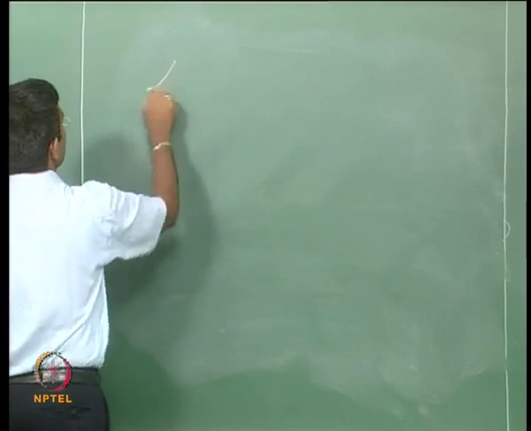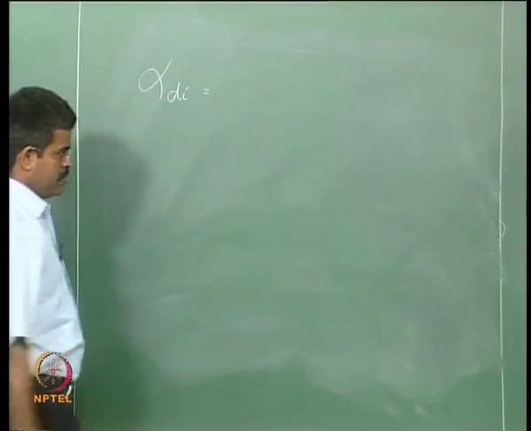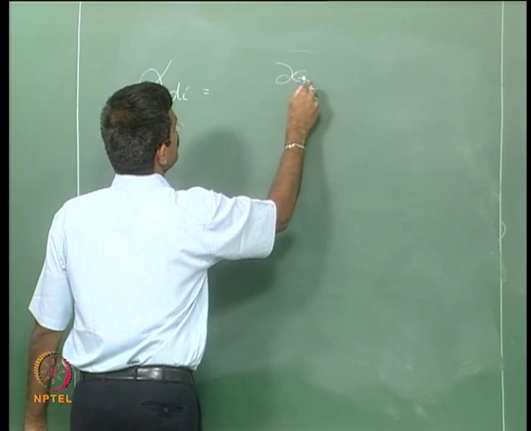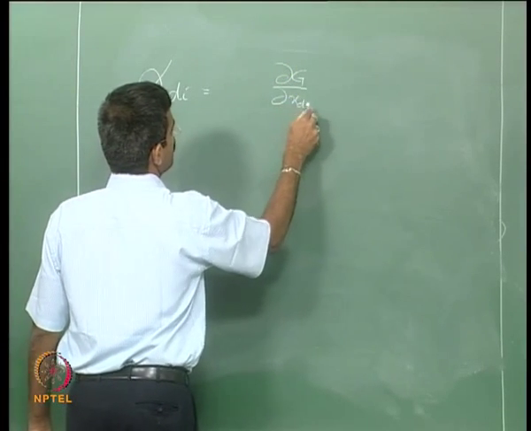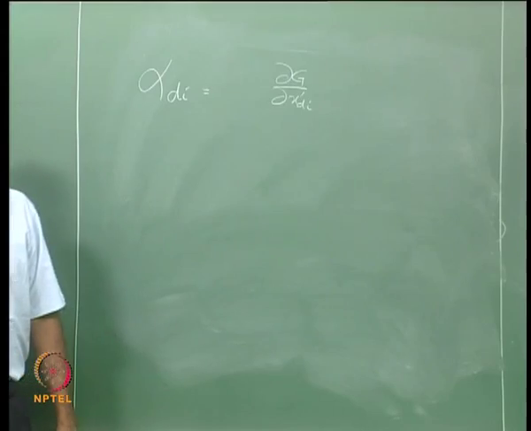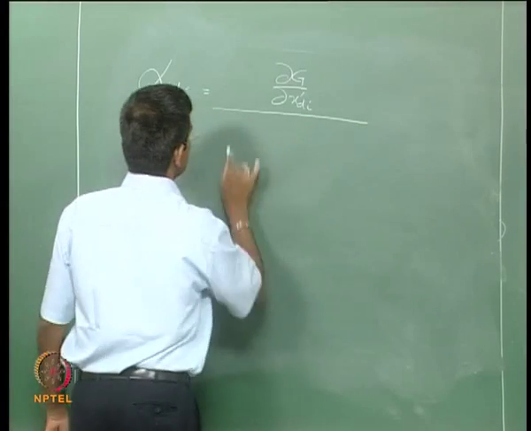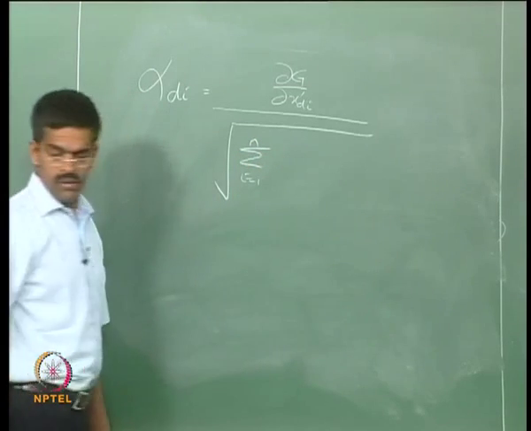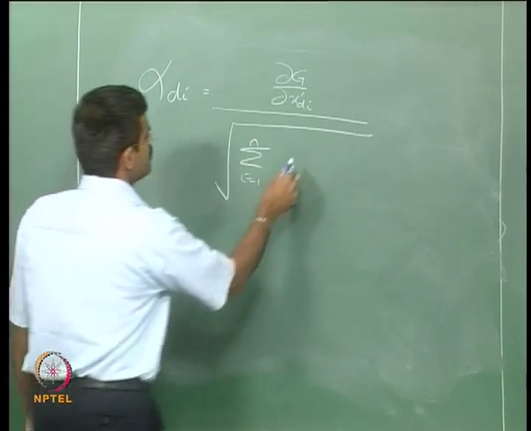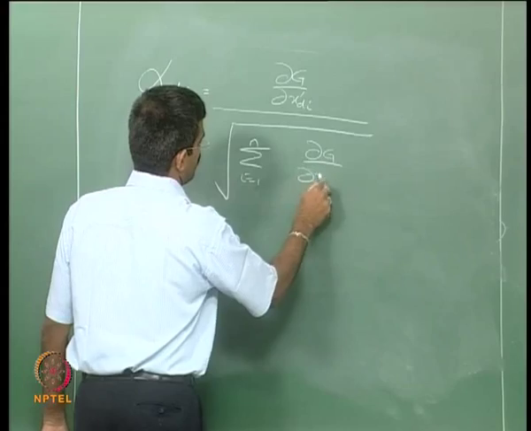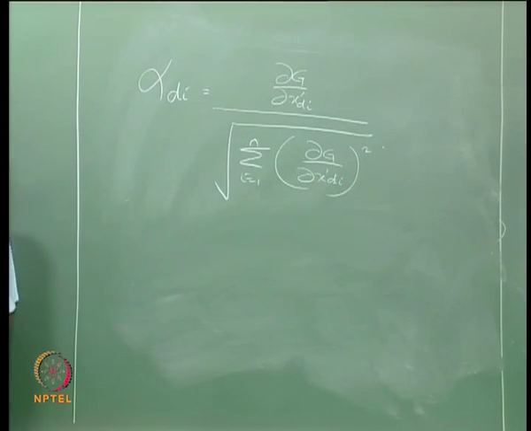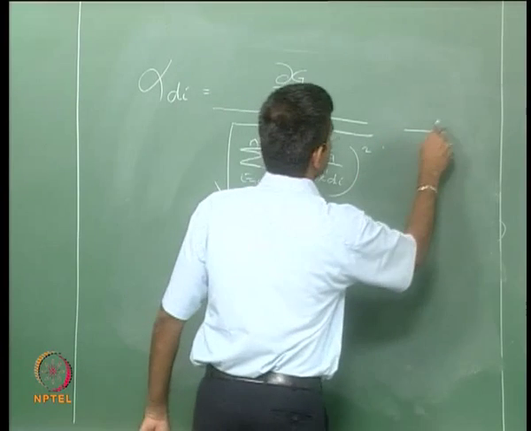Where alpha i can be dou g by dou x i dash divided by root of summation of 1 to n dou g by dou x dash i square. Equation number 15.